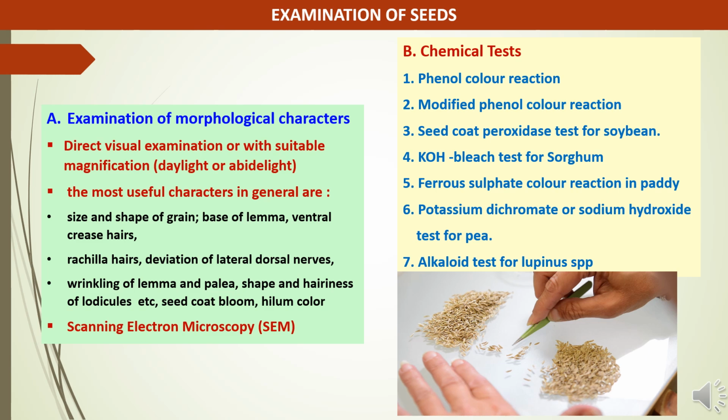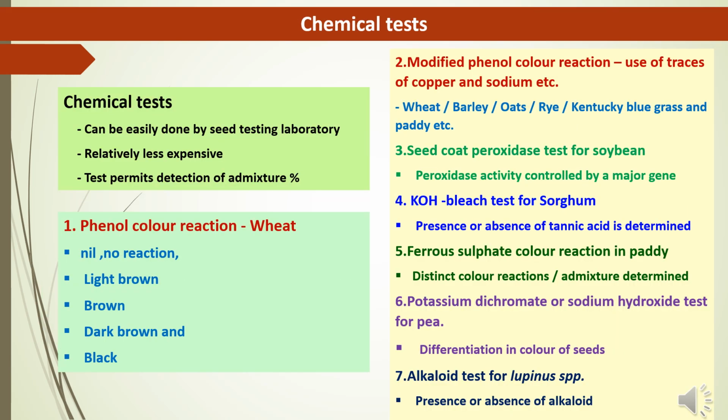discuss in detail here. Now we will discuss chemical tests which are carried out for determination of genuineness of varieties. Chemical tests have been successfully used in varietal identification of many crop species, and the major advantages of chemical tests are that they can be done easily by technicians on a large scale in a seed testing laboratory in the shortest possible time frame, they are relatively less expensive, and the tests permit detection of percentage admixture of other types.